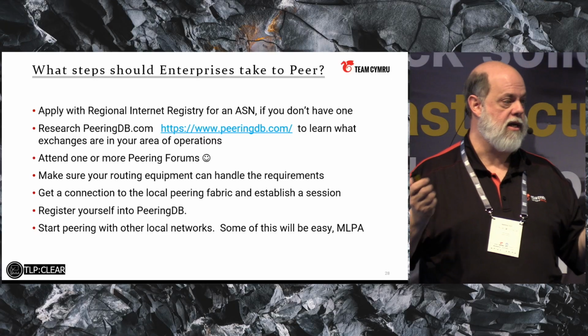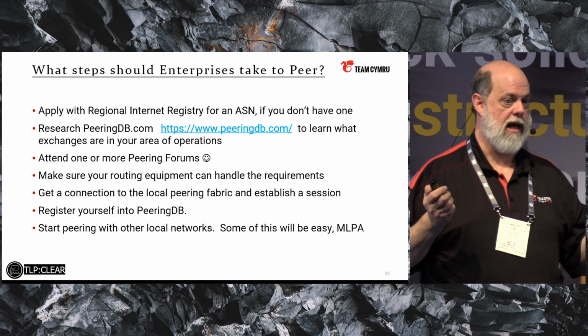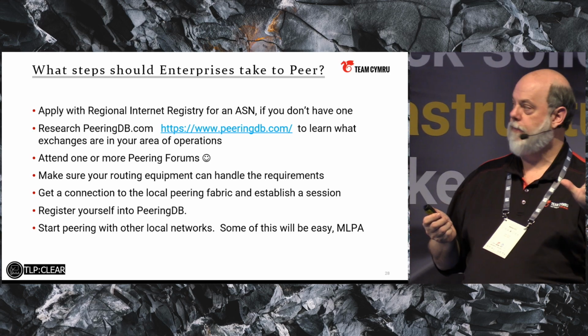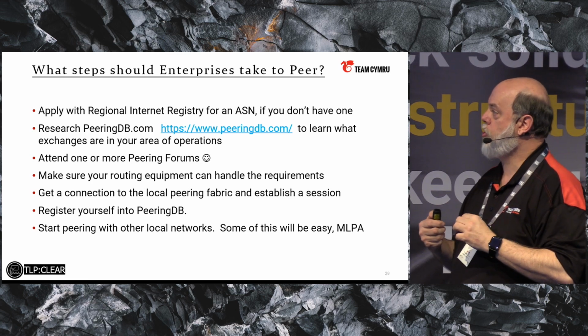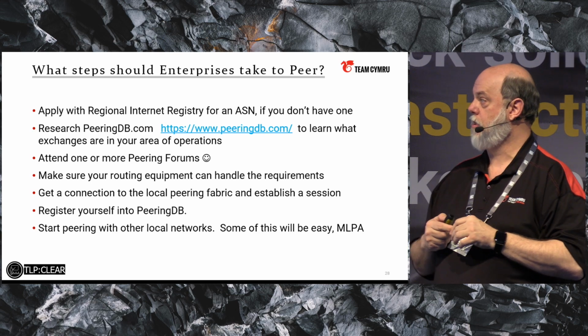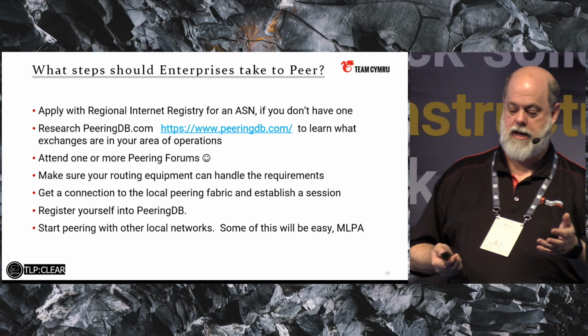So what should enterprises do? They should apply with regional registries to get an AS if they don't have one. They should research PeeringDB and other similar tools to figure out where they should be peering in those regions and what exchange points they should be using. They should certainly attend a peering forum, something like a Netnod meeting or a Euro-IX meeting or similar, right? Yep. They should get routing equipment that can actually handle the BGP sessions. They should get themselves registered in PeeringDB.